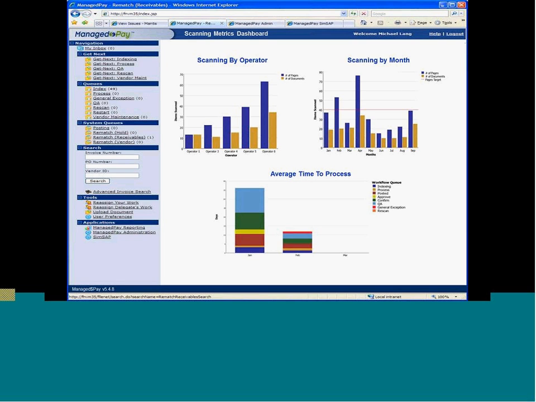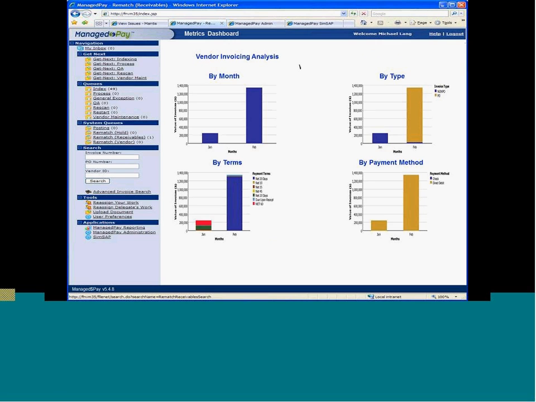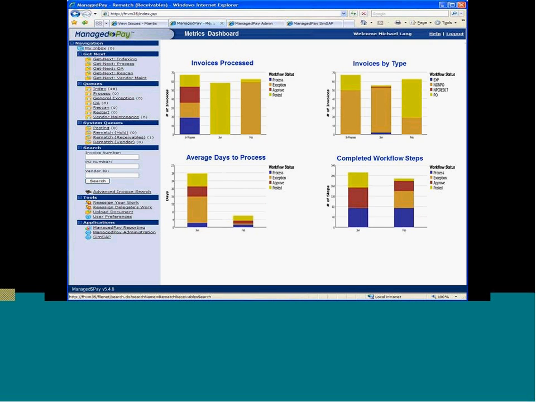The dashboarding here gives you an indication of what the metrics are that you can start managing, such as the average time to process, your invoice or scanning inputs per month, the vendor invoice analysis, what you paid on time, what you paid early, and what you paid late in some situations. We can model these dashboards. These are all customizable the way you want them to be for your organization.